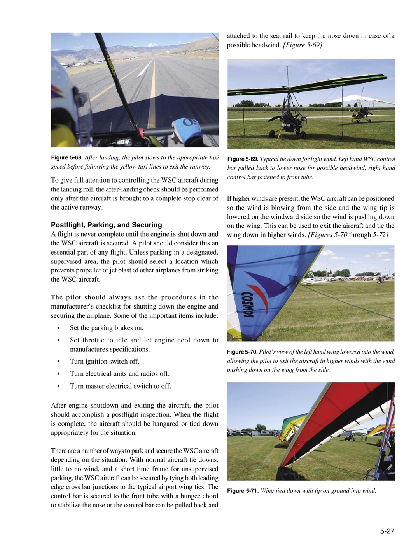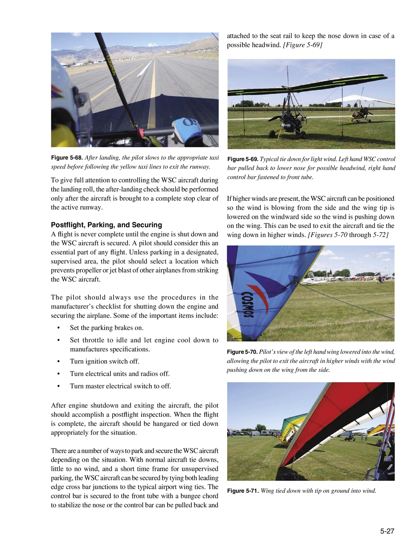There are a number of ways to park and secure the WSC aircraft depending on the situation. With normal aircraft tie downs, little to no wind, and a short time frame for unsupervised parking, the WSC aircraft can be secured by tying both leading edge crossbar junctions to the typical airport wing ties. The control bar is secured to the front tube with a bungee cord to stabilize the nose, or the control bar can be pulled back and attached to the seat rail to keep the nose down in case of a possible headwind. Figure 5-69.